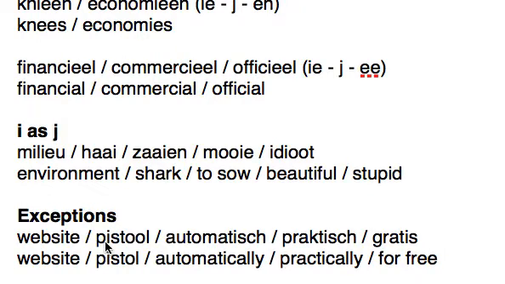All right, and here two exceptions. It's a word from English. Well, we pronounce it as in English, website, more or less as in English. And then this one here, there are two consonants here, but still we pronounce it as a long I. So that's pistool. As you know, Dutch has many exceptions. So that's just some things you have to learn.